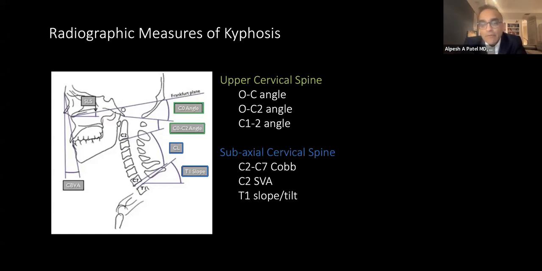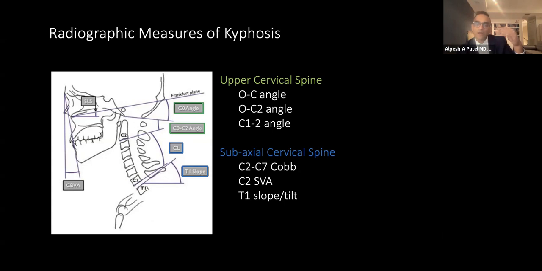In terms of radiographic measures, there are a couple of different categories. For the purposes of the discussion today, I lumped them into upper cervical measures, then subaxial measures, and then global measures. The global measures tie in with the subaxial measures a little bit. The upper cervical measurements, which are the occipital cervical angle, the OC2 angle, and then the angle between C1 and C2, I think are interesting, but they're pretty niche, and I want to focus more on the subaxial conversation.